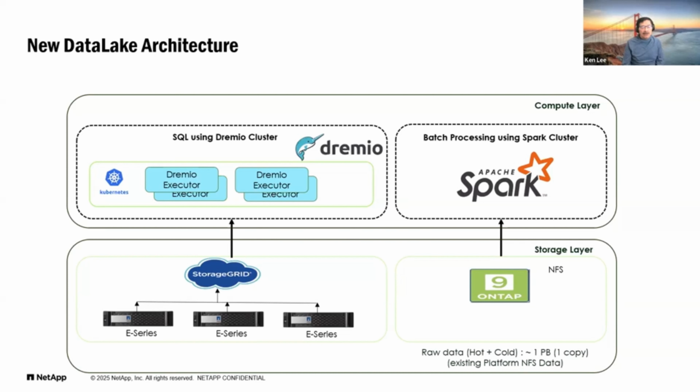Apache Spark was still used for batch processing. The amount of disk space needed shrank quite a bit to 3 petabytes. We're using 16 Dremio executors. Those are nodes on a Kubernetes cluster. Data is stored in Parquet format. That's just what Dremio uses. And Dremio is able to use StorageGRID as the backend to house their archive data.